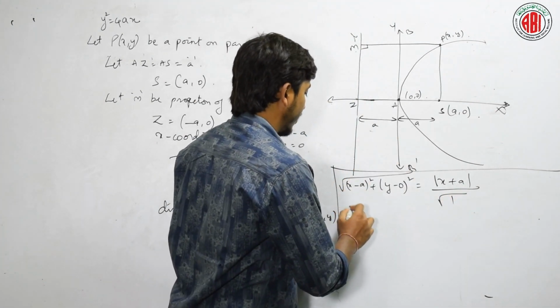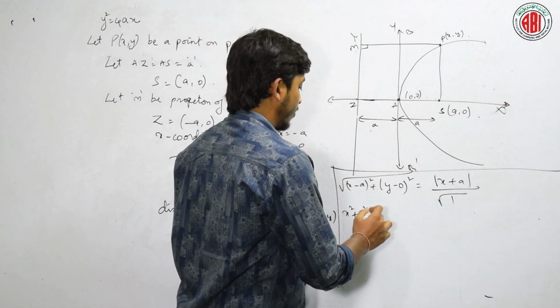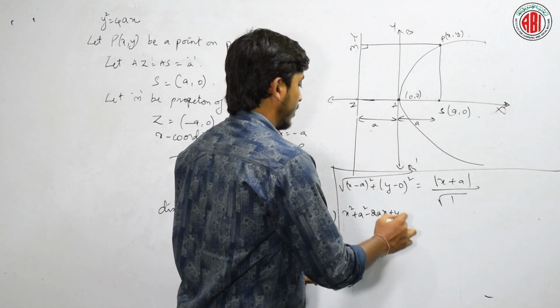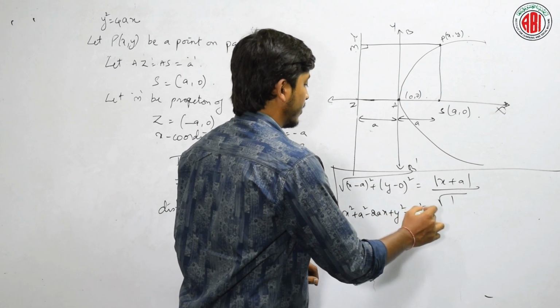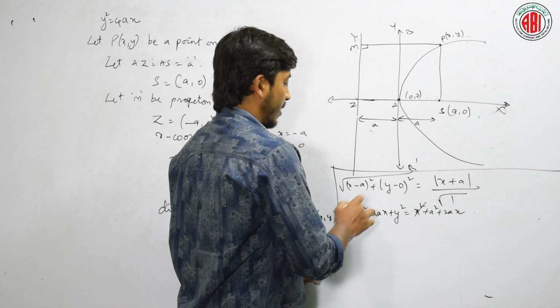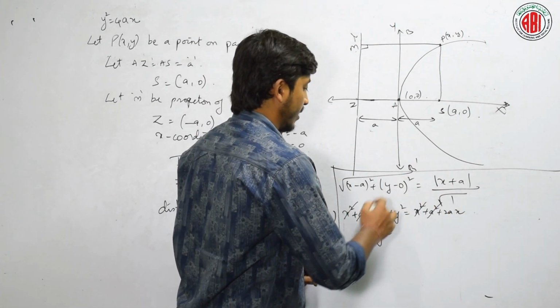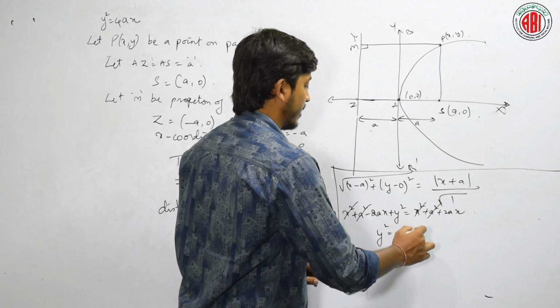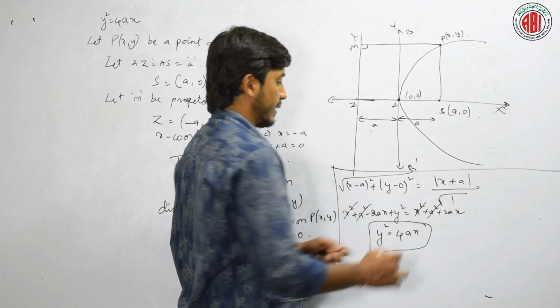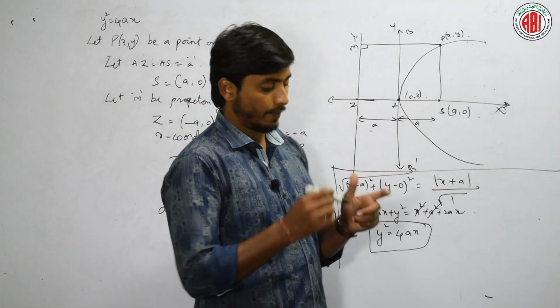The left side will be x square plus a square minus 2ax plus y square, equal to x square plus a square plus 2ax. If you observe, both x square and both a square will get cancelled. I will get y square is equal to 2ax plus 2ax, that is 4ax. This is the standard form of parabola.